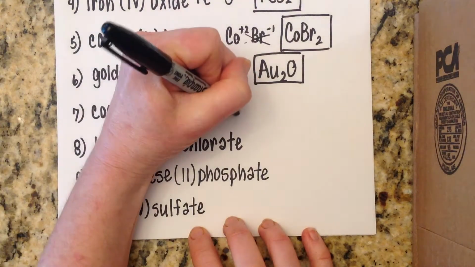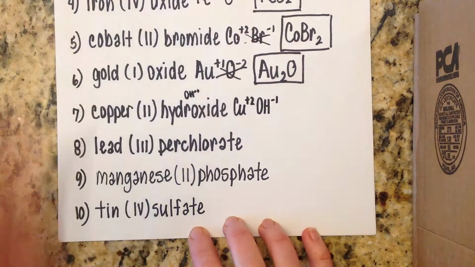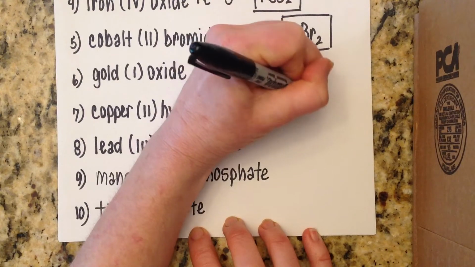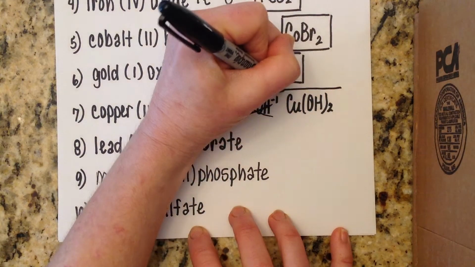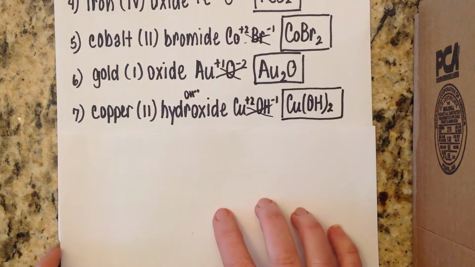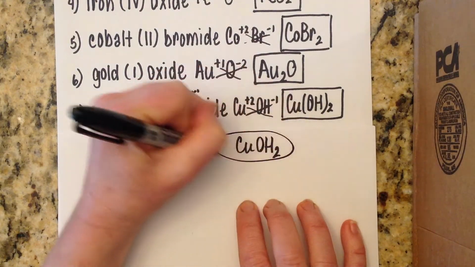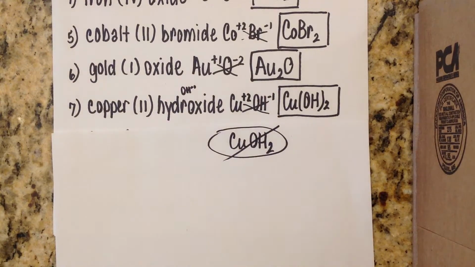So copper has a +2. Hydroxide is OH -1. You crisscross, you get Cu(OH)2. The 2 has to be outside the parentheses. Is that important? Yes, it is absolutely essential that you do that. I will show you the no-no way. So if you've got room, you might want to write this down. What you don't want to do is CuOH2. That is incorrect, and it's incorrect because it did not have the parentheses.